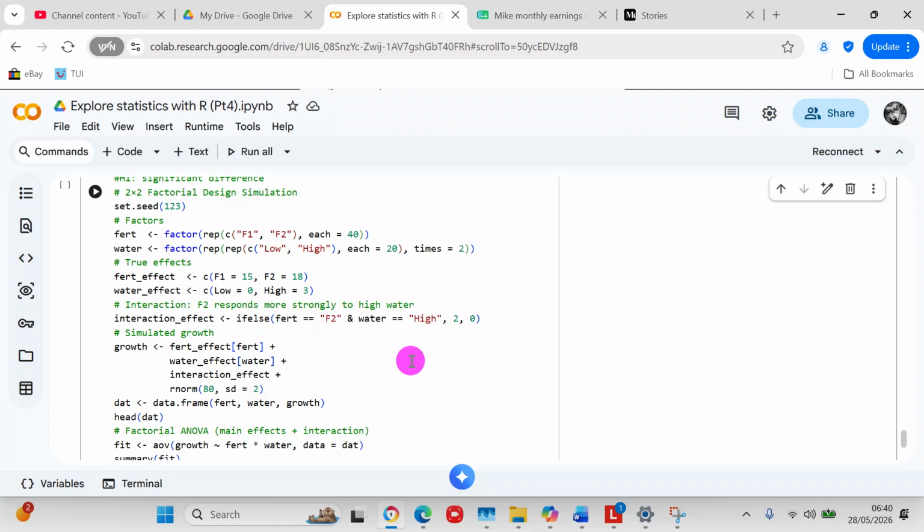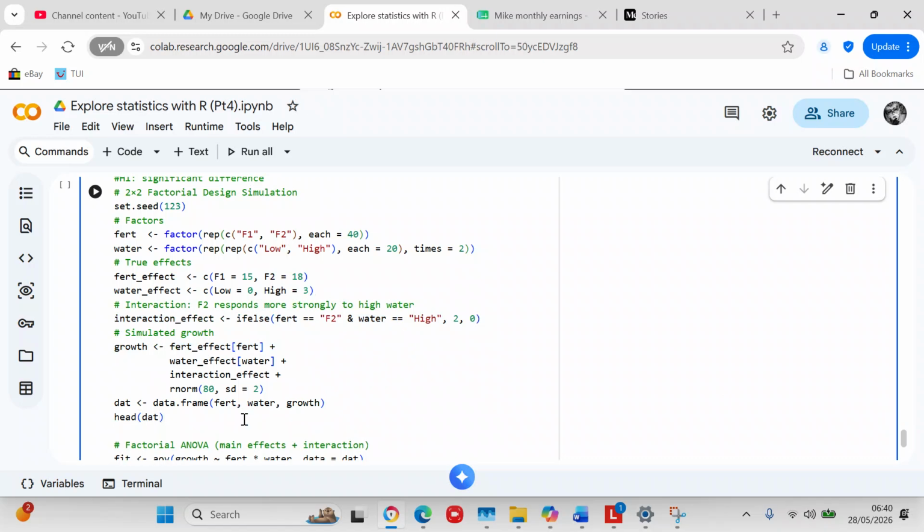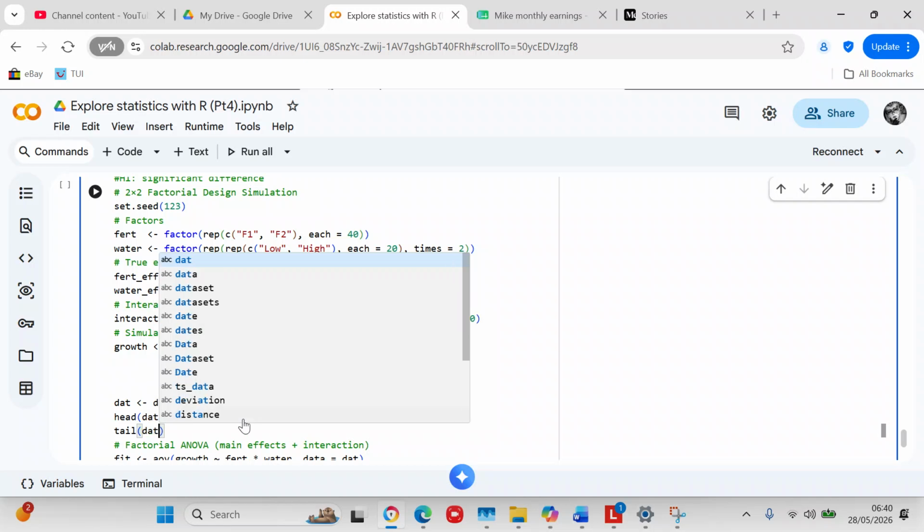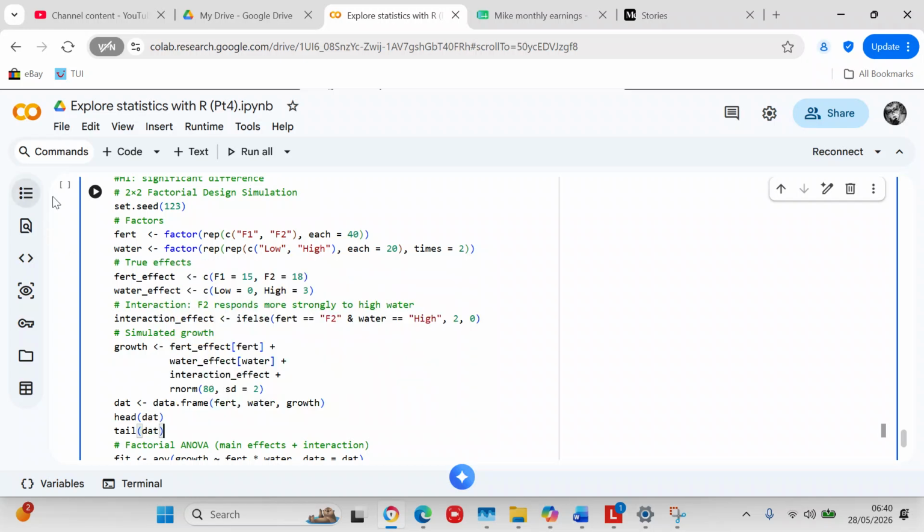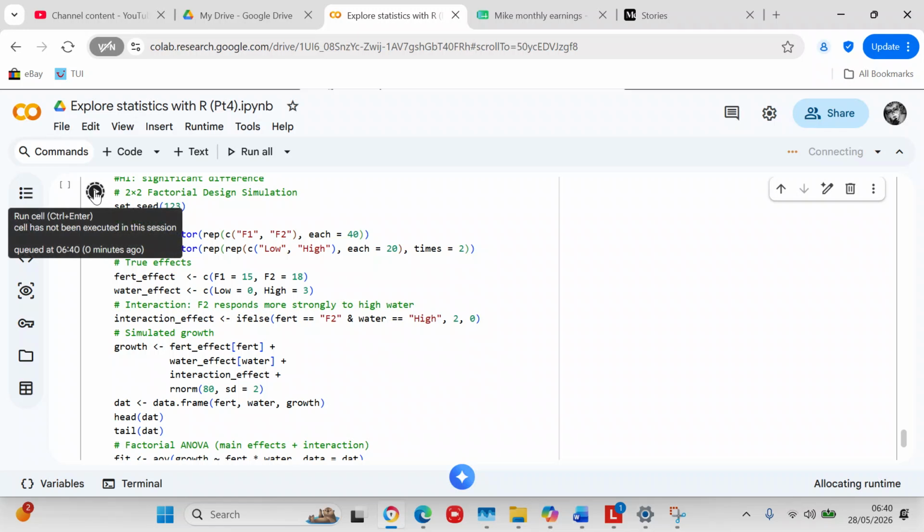But if you want to, you can also print the last 6. So you can hit tail, and what that will do is print the last 6 rows of the data frame as well. So you're going to have 80 rows. I'm just letting it print off.